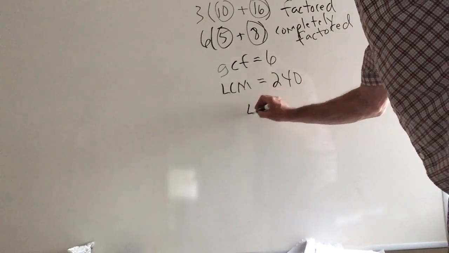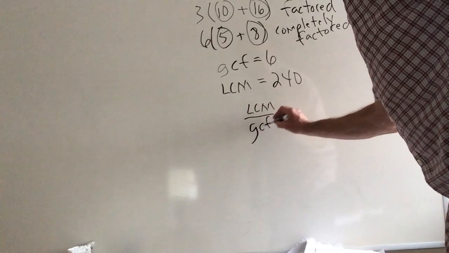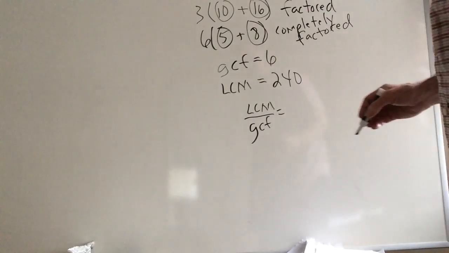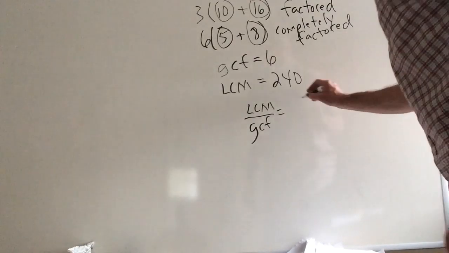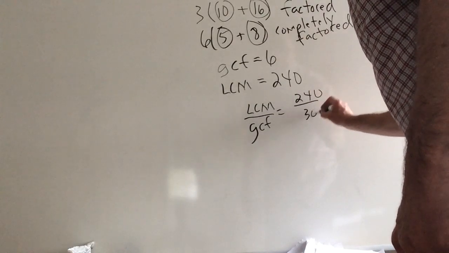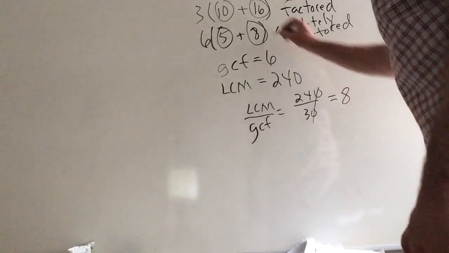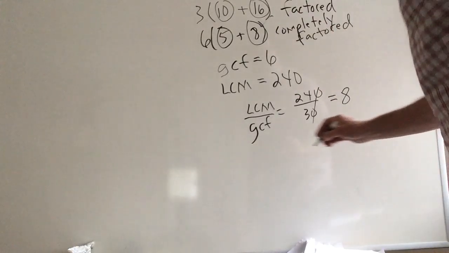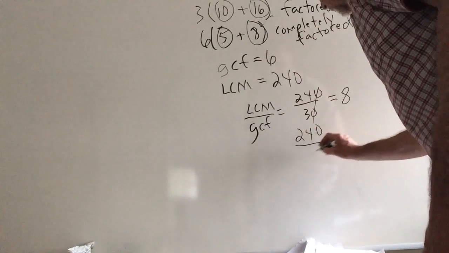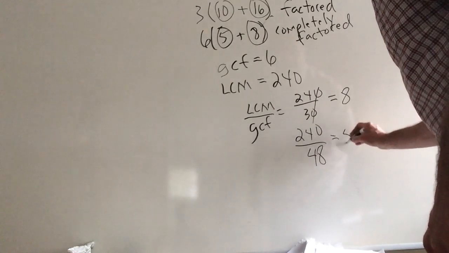I take the LCM, I divide it by the GCF, and I'll get the terms, what I was looking for here. So the LCM is 240. I take the first term over here, 240 divided by 30 is 8, and that checks over here. And then I take the LCM again and divide it by the other original term. And if you do the math on a calculator or by hand, you'll see that it's 5.